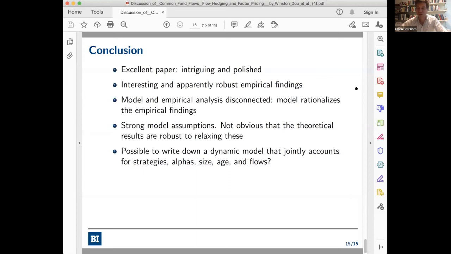So this is more of a question, but this is more what I got to, sort of whether it would be possible to write down a dynamic model that would jointly account for both strategies, alphas that we observe, size, age, and flows. Thank you.